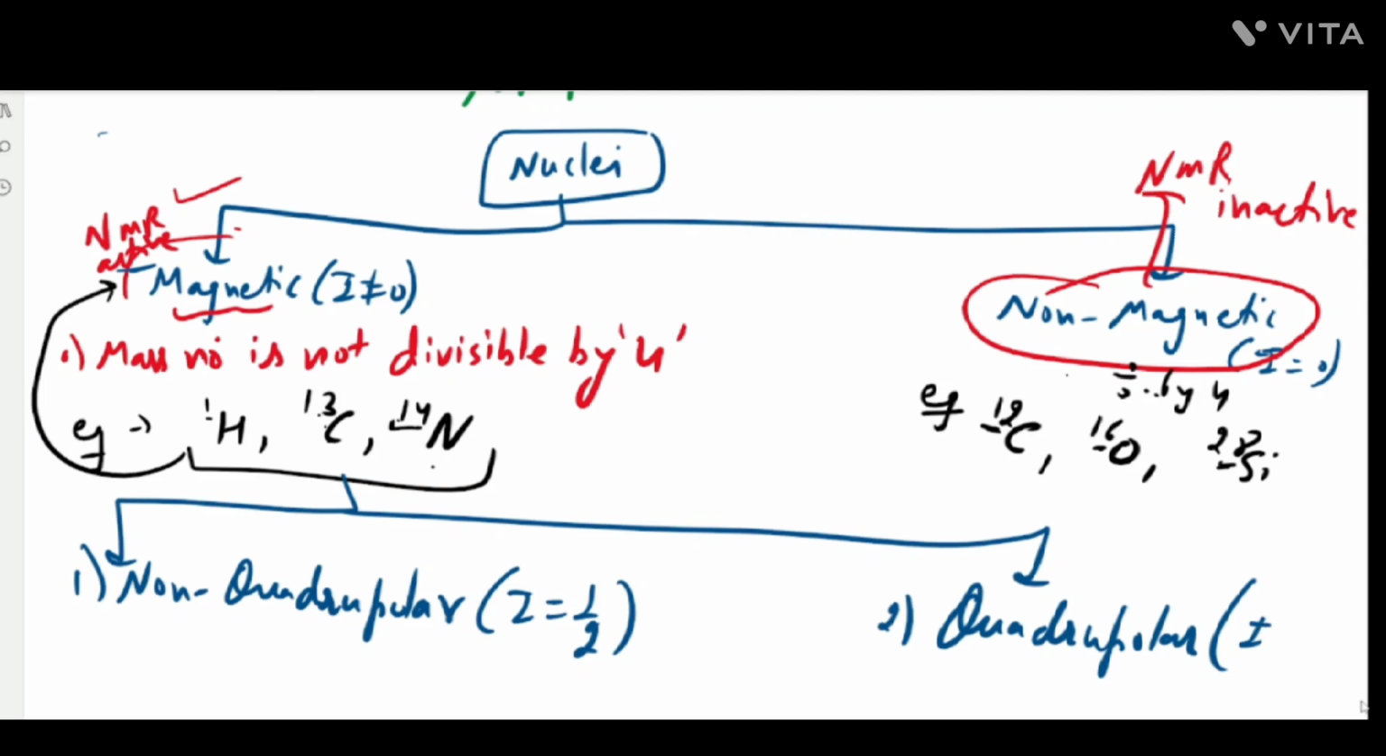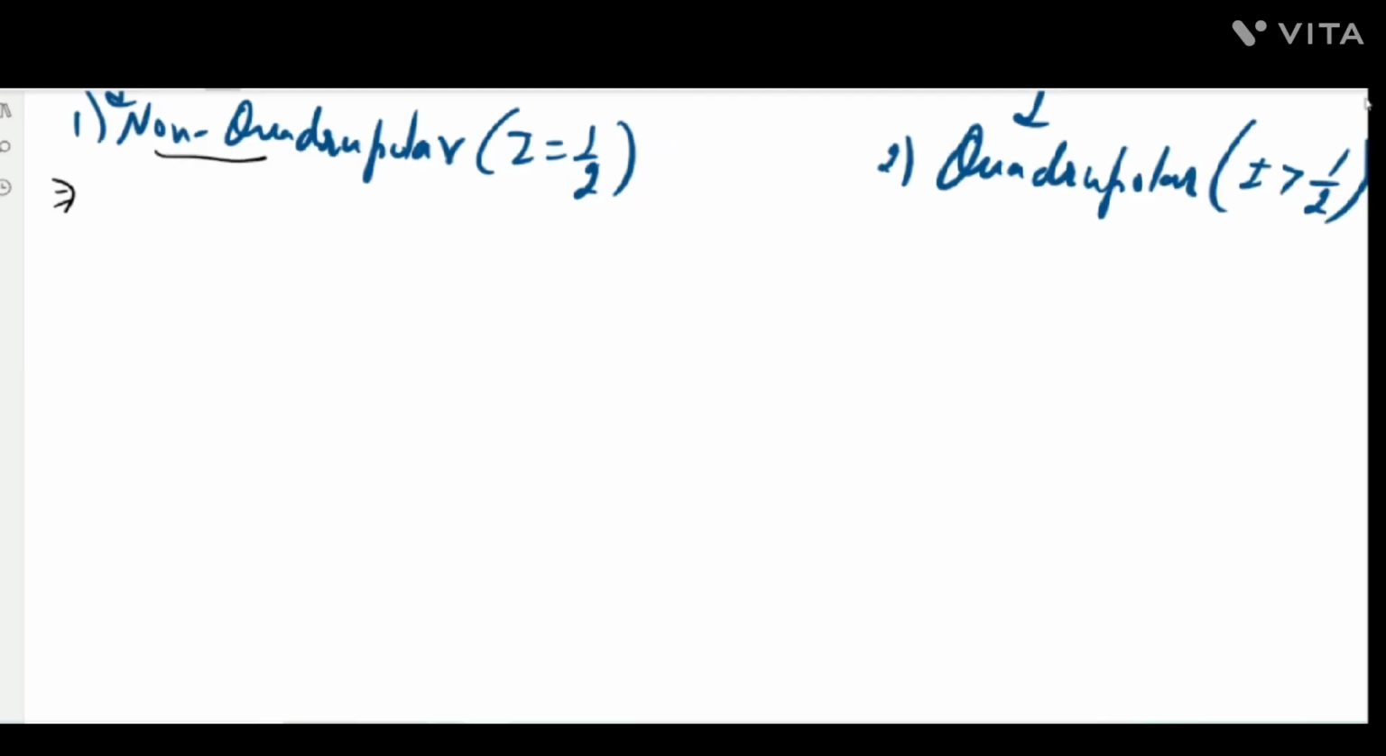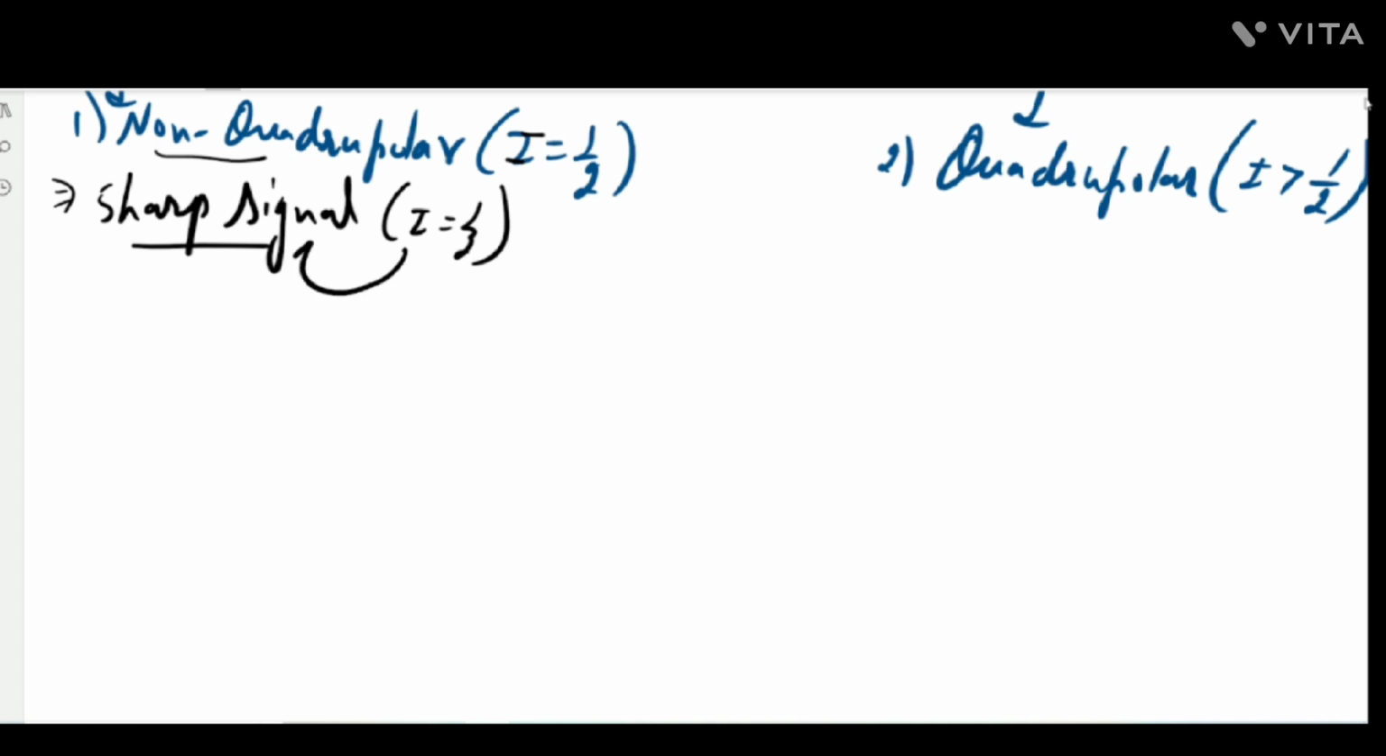In quadrupolar, I is greater than half. The non-quadrupolar nuclei give a sharp signal, or I can say that those with I equal to half give a sharp signal, whereas when I is greater than half, they give a broad signal.